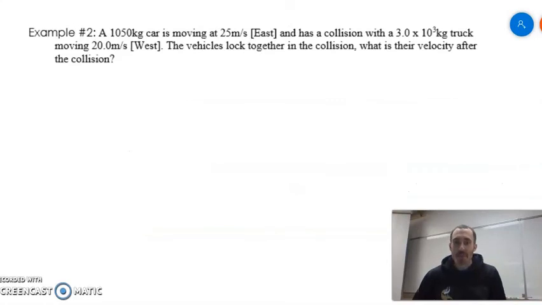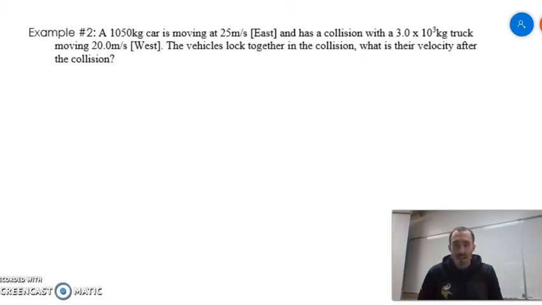And now example 2. A 1,050 kilogram car is moving 25 meters per second east and has a collision with a 3 times 10 to the 3, or 3,000 kilogram truck moving 20 meters per second west. The vehicles locked together in the collision. What is their velocity after the collision? So we're given the mass of the car and the mass of the truck. We're given the initial velocities of the car and truck, and we're just asked to find the velocity of both of them together after the collision.